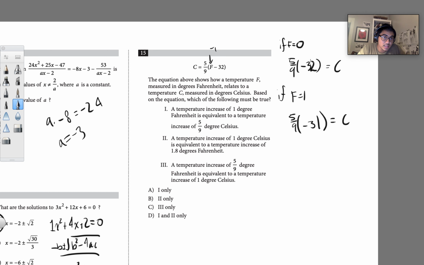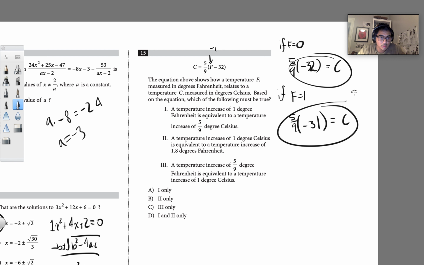So we know that the difference between this and this is just a factor of 5 over 9. So 1 is true. So it's not 2 and it's not 3. I mean, it's not B and it's not C. Let's check if 2 is right.